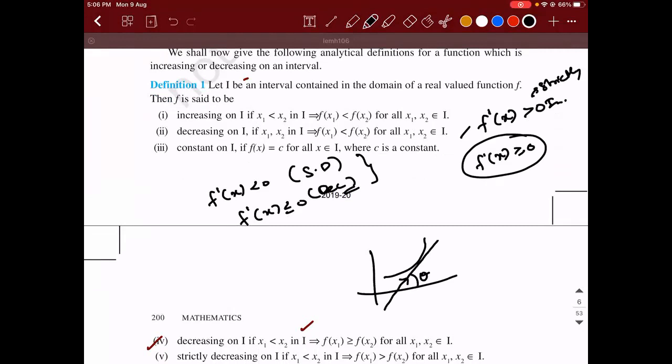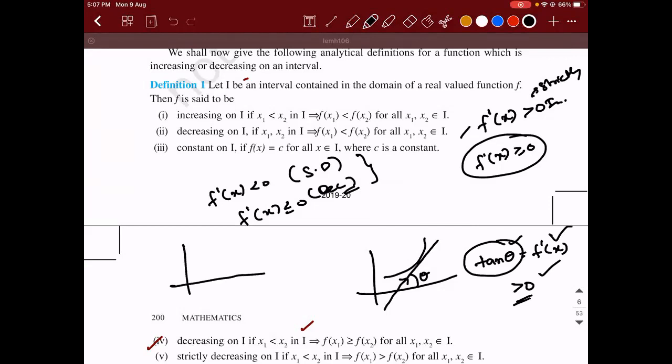If you draw the tangent to a curve which is increasing, then tan theta is nothing but f dash of x, so tan theta is always greater than 0. Accepted? When you draw a tangent to an increasing curve at any point, theta will be an acute angle. Tan of an acute angle is always a positive value. That is the reason why f dash of x is greater than 0.